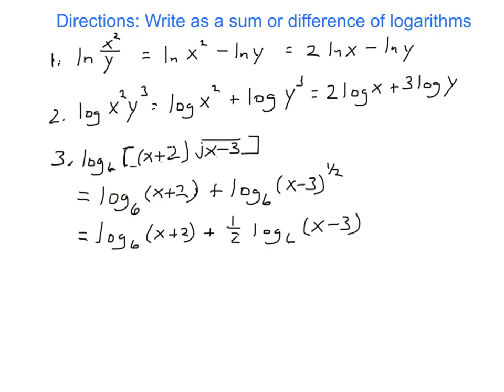In the third one, now we're going to look at a little bit more complicated expression. This is log base 6 of x plus 2 times the square root of x minus 3. Again, because we're dealing with a product here of x plus 2 and then that square root, I know that's going to be log base 6 of x plus 2 plus log base 6 of x minus 3 to the 1/2 power. Remember, square root would be to the 1/2. And that is going to equal, by property 7, log base 6 of x plus 2 plus 1/2 times log base 6 of x minus 3.